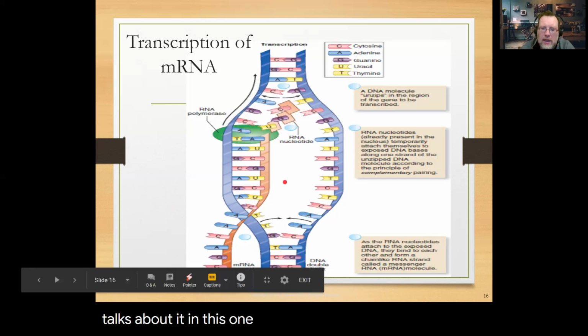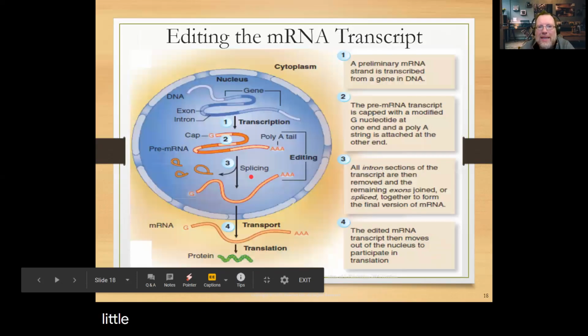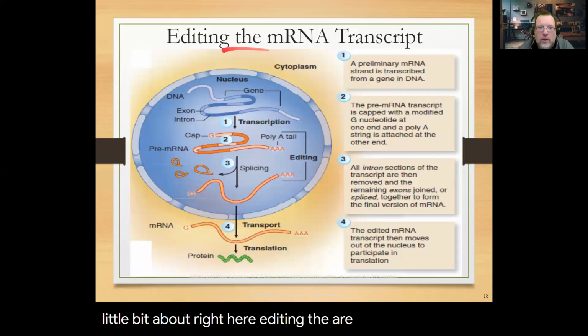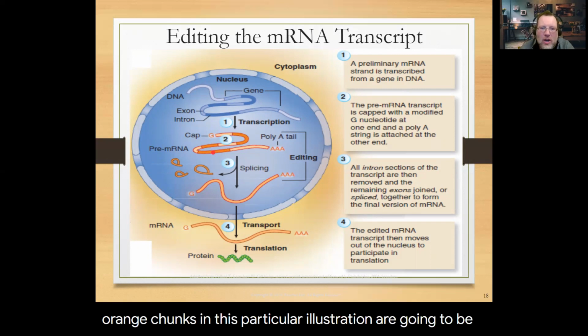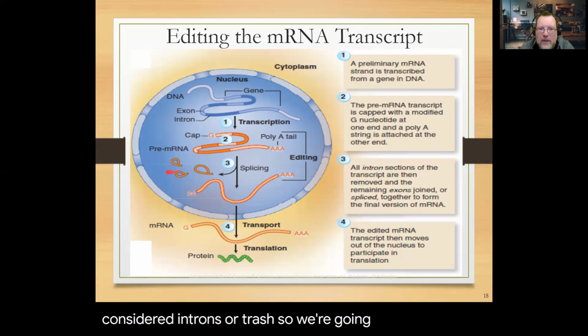I think it's in another slide. It talks a little bit about, oh, right here, editing the RNA transcript. So we have that DNA chunk, we get the RNA, messenger RNA coming in and getting a preliminary transcription of the opposite side of these nucleotides. And then some of these chunks, these orange chunks in this particular illustration, are going to be considered introns or trash. So we're going to pull those out and then splice together all of these exons. And then we're going to pinch off the end.